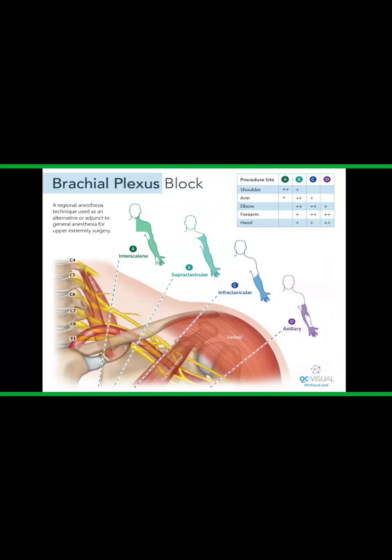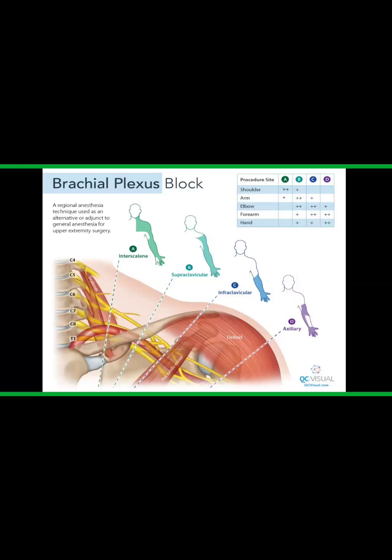If we see figure A, interscalene level, and we see the illustration above it, we can see the shaded area is an area that is blocked by the interscalene brachial plexus block, in which the nerve roots C5, 6, 7 are blocked. So it blocks the shoulder area mainly and the hand, but sparing the ulnar part.